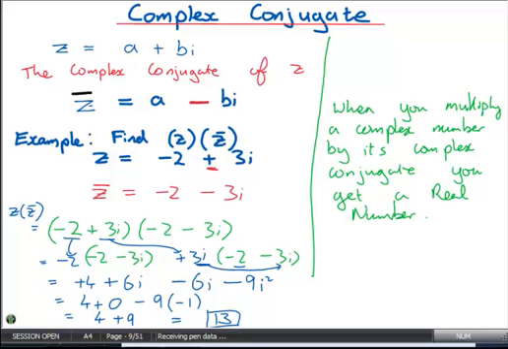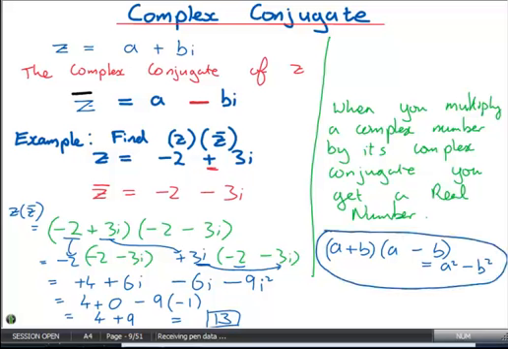Now, there's one small link I just want to note here. It's kind of related to if you have a plus b times a minus b, the difference of two squares, you get a squared minus b squared. And I'm just going to put that there to note.